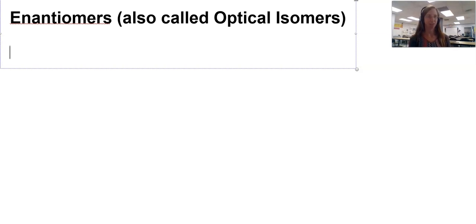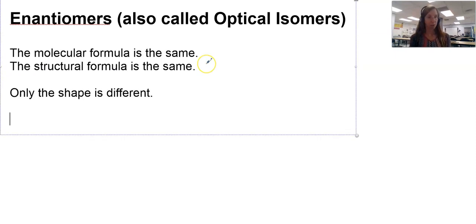Everyone, this video is about enantiomers. That's the last type of isomer that we're going to learn about this year. These ones are even more the same than we saw with the cis-trans isomers. Similar to the cis-trans isomers, the molecular formula is the same and the structural formula is the same. So that means they'll have the same chemical properties.